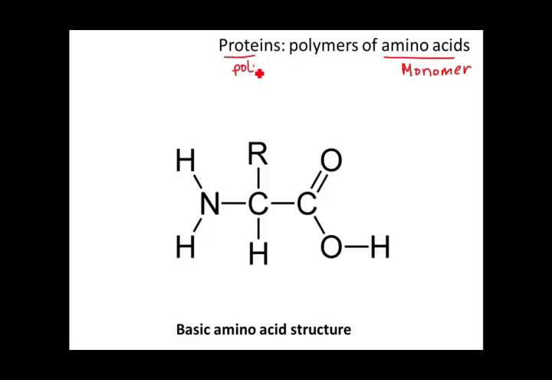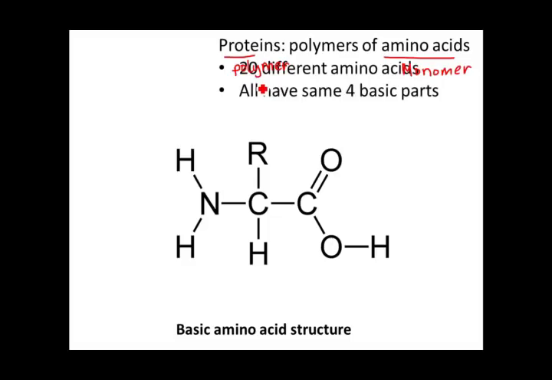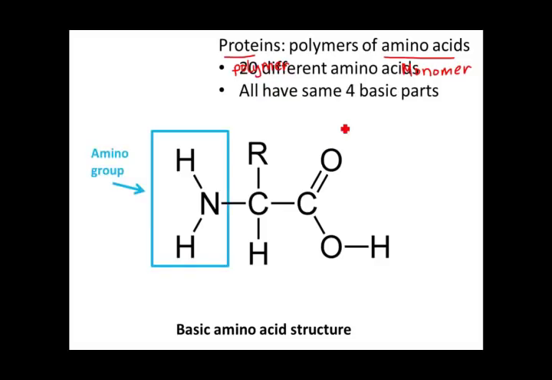So there are 20 different amino acids. That's what that says, 20 different amino acids. And although there are 20 different ones, they all have the same four basic parts. And so we're going to go through that. So this is one amino acid, showing a basic amino acid structure. They all start out with an amino group. That's one of the functional groups that I pointed out at the beginning of the lecture. And then they have a central carbon. It's called the central carbon because it's in the middle. Everything else is attached to it.